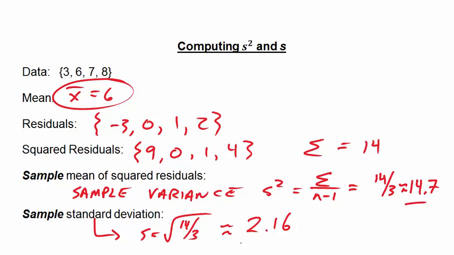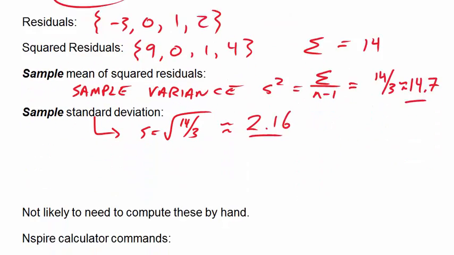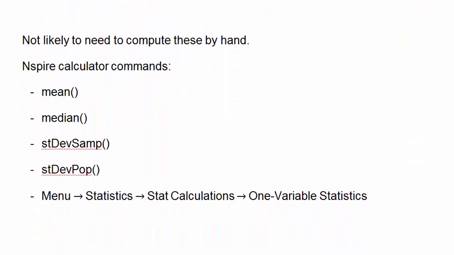And I will now move on. This is kind of a pain. The good news is you're not going to have to do this very often, but technically you ought to know where they come from. Remember, variance is nothing more than a mean squared residual. The denominator you'll have to adjust. All right, so probably not going to need to compute these by hand, but there are several Inspire calculator commands that you could use to compute this. And I will do a brief video just confirming all of these as a follow-up. Thanks.